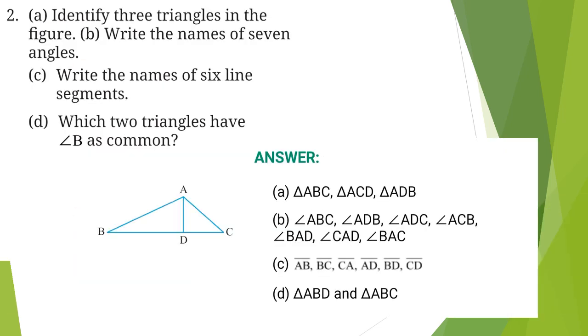Question number 2. Identify three triangles in the figure. Triangle ABC, triangle ACD and triangle ADB are the three triangles. Write the names of 7 angles.